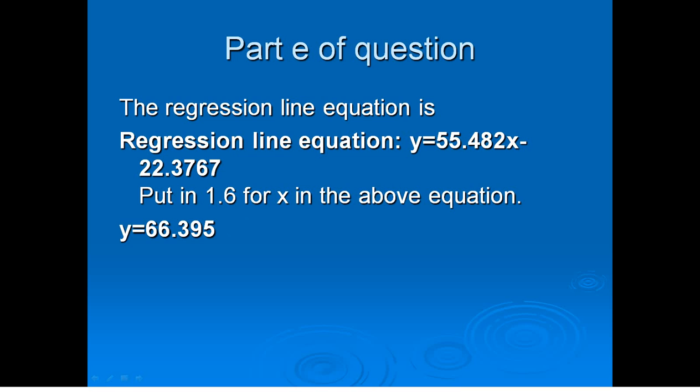So in other words, you would expect, according to the model, a person that is 1.6 meters high to have a weight of 66.395 kilograms. Hope that helps.